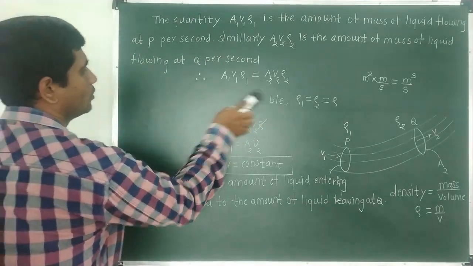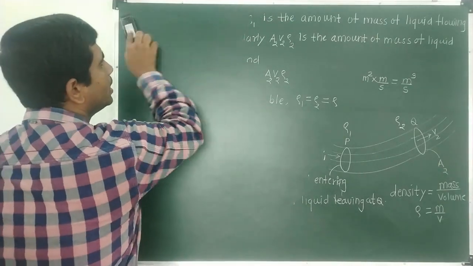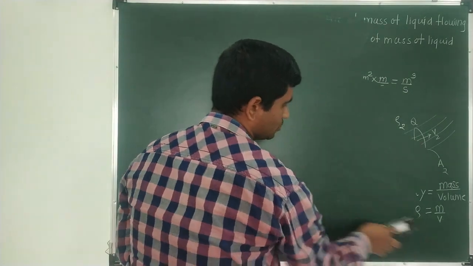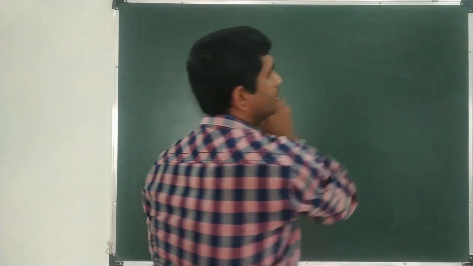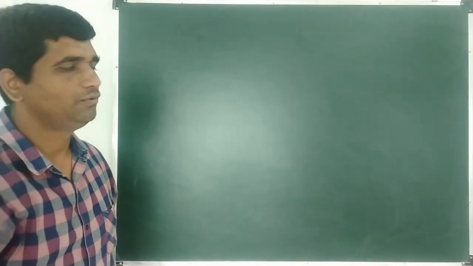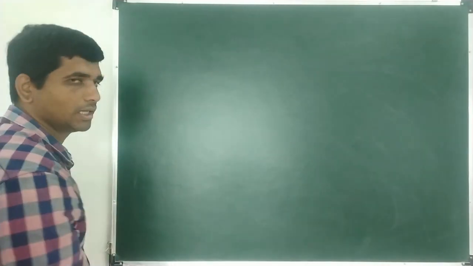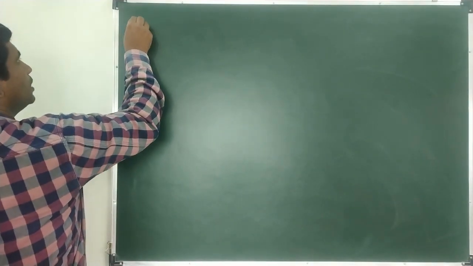Okay, now next what we will consider is when the liquid is flowing, it has different types of energies associated with it. We will discuss these types of energies, and we will use these different types of energies of a fluid or liquid while discussing Bernoulli's equation. So let us start with the different types of energies involved in a liquid. Energy of liquid.